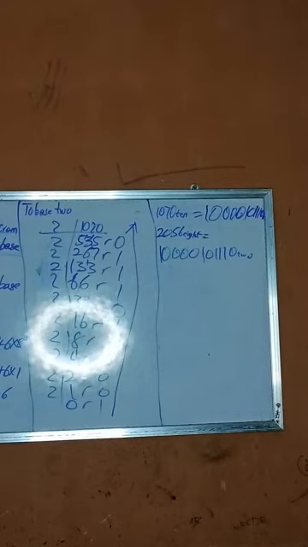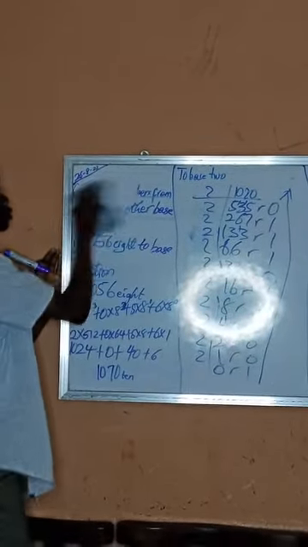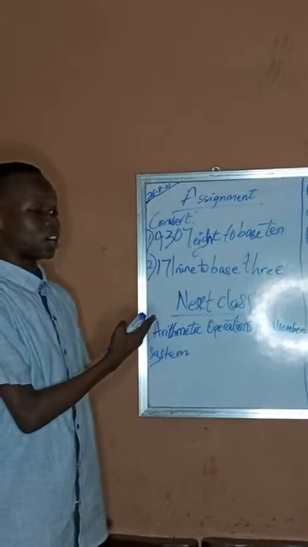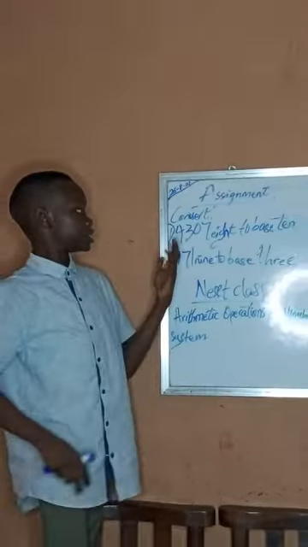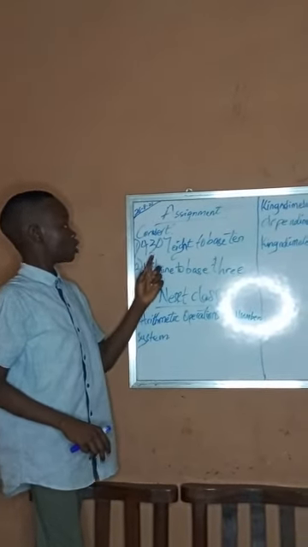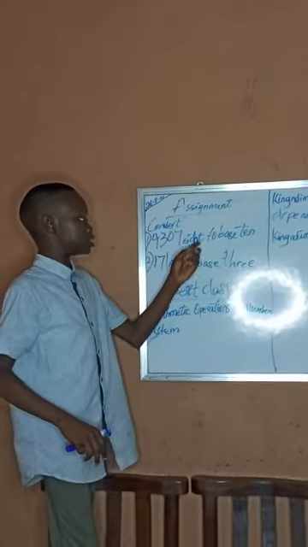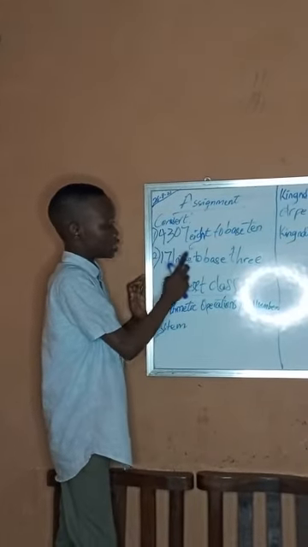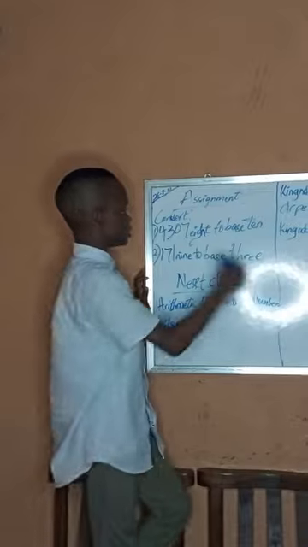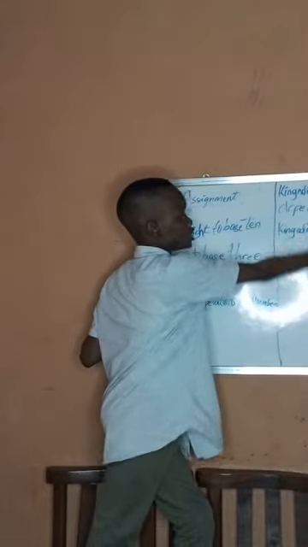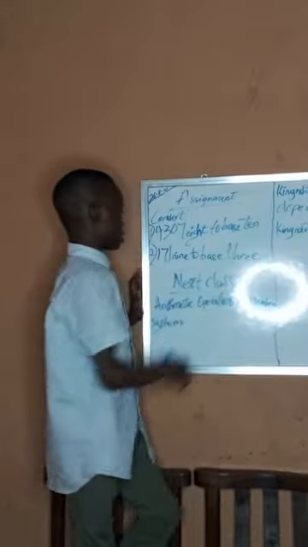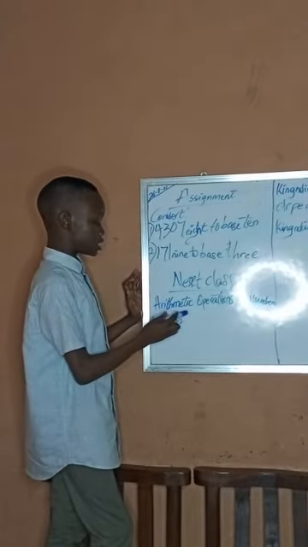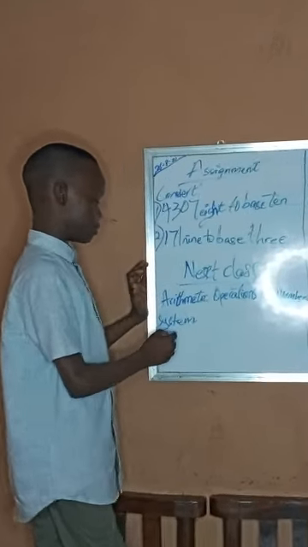Let me give you an assignment to do. This is the assignment I'll be giving for this class. Number 1: convert 4307 base 8 to base 10. Number 2: convert 171 base 9 to base 3. You can send the solutions to any of the 3 emails provided down here. In the next class, I'll be teaching arithmetic operations on number systems.